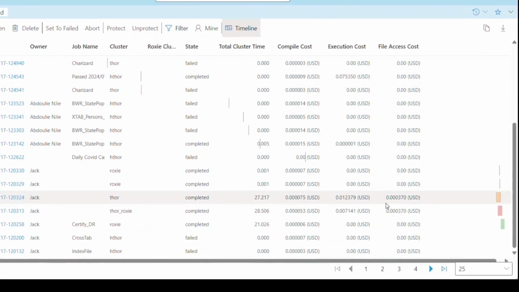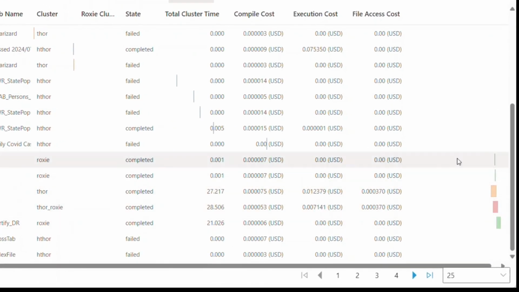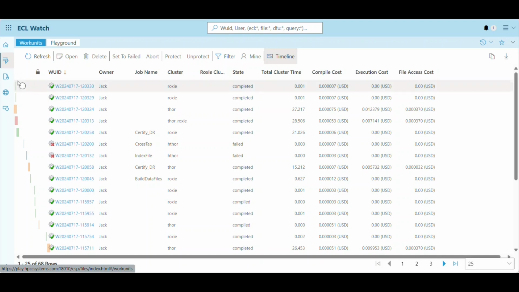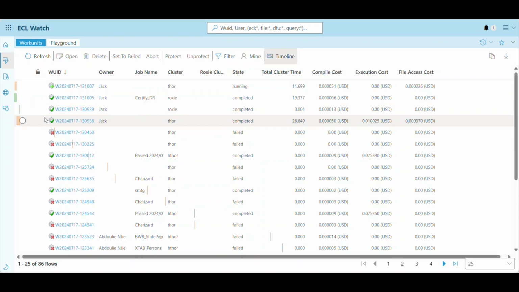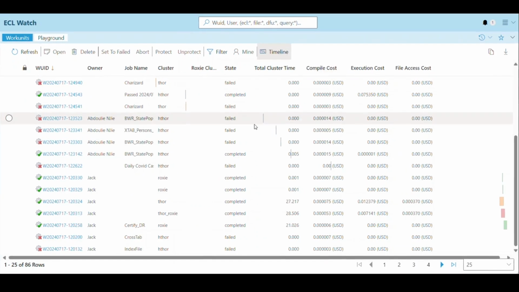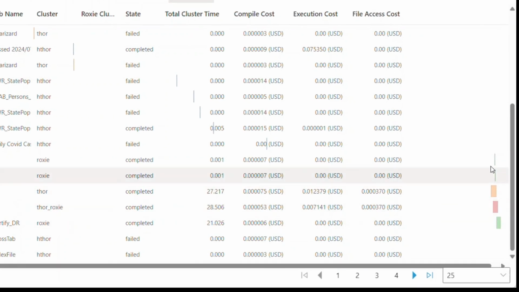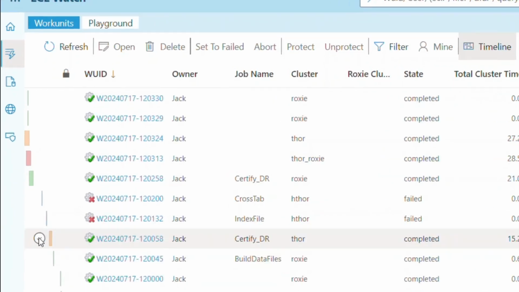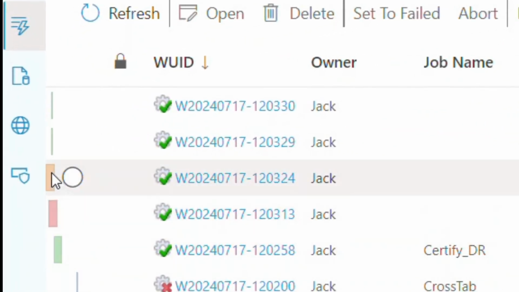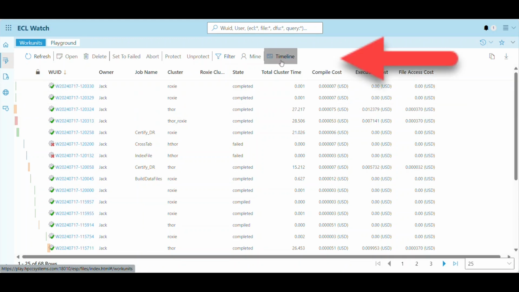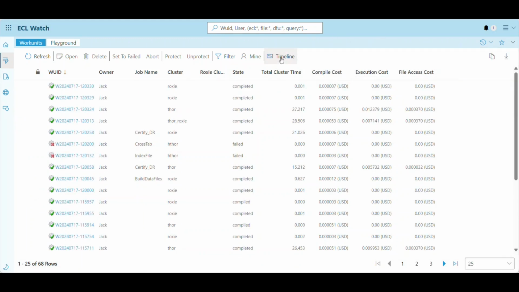And finally, the offset of the timeline indicator indicates the start time of that work unit relative to the other work units on the work units tab. The timelines closer to the right side of the page were run previously, and the ones to the left of them were run after, and finally the ones on the very left side are going to be the most recently run work units. This is all enabled or disabled by clicking on the timeline button on the toolbar here along the top.